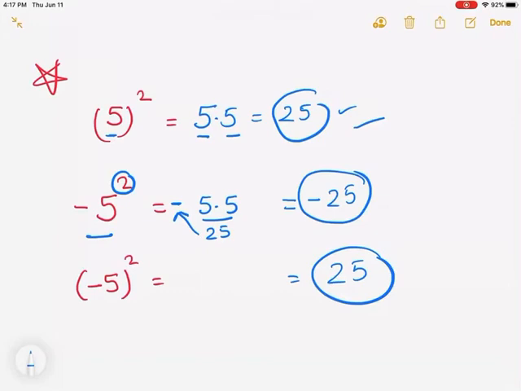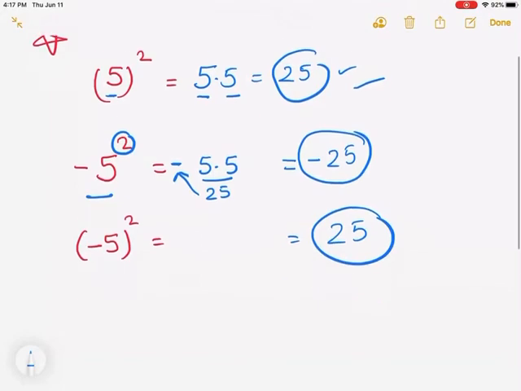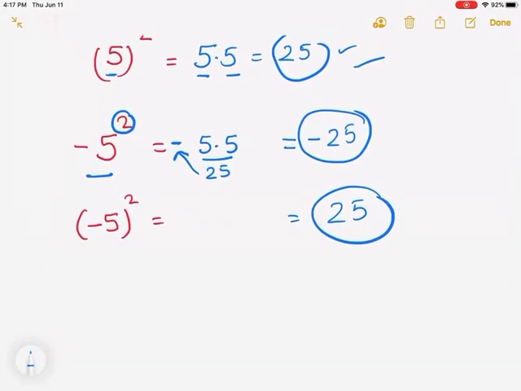And now you might be wondering, how come it's not negative 25 for the third one? Here's the thing. Since I have parentheses around negative 5, this 2, which is the exponent, goes with both the negative and the 5. So technically, it's negative 5 times negative 5, which becomes positive 25 once you multiply. So you really have to watch out for the parentheses or no parentheses problem. All right, so that's the first part.